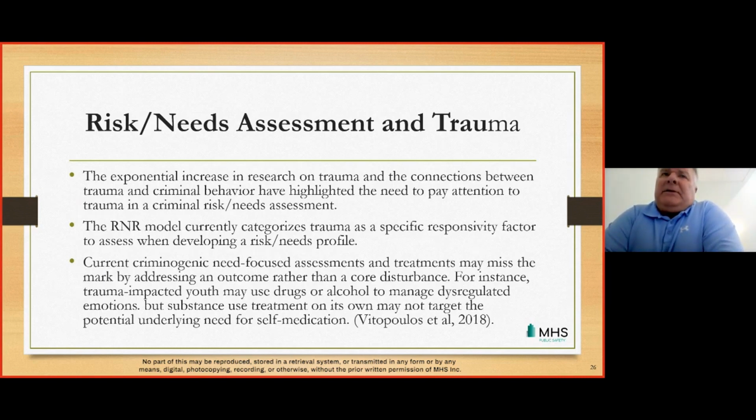There's a lot of data now to suggest that current criminogenic need-focused assessments and treatments may miss the mark by addressing an outcome rather than a core disturbance. This was presented by Vitopoulos. I'm not sure if I'm saying her name right, but she talked about a trauma-impacted youth, as an example, who may use drugs or alcohol to manage dysregulated emotions. But substance abuse treatment on its own may not target the underlying potential need for self-medication.